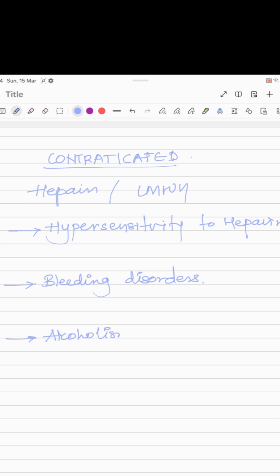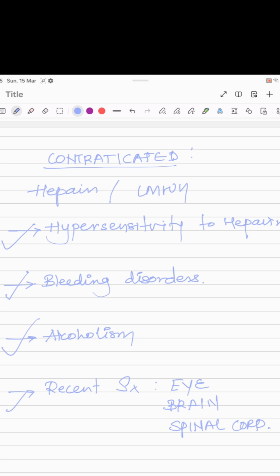Alcoholism, in this case also heparin is contraindicated. If the patient has undergone recent surgery of the eye, brain, spinal cord, or any other surgery, then heparin is contraindicated. So heparin is contraindicated in patients who are hypersensitive to heparin, have bleeding disorders, alcoholism, or have undergone recent surgery of the eye, brain, and spinal cord.